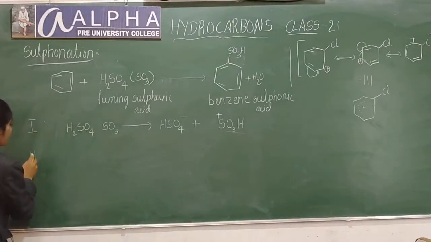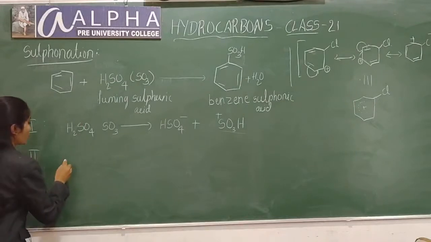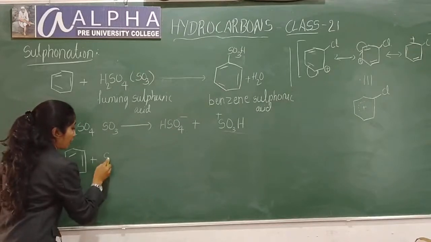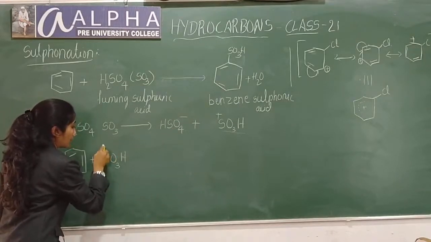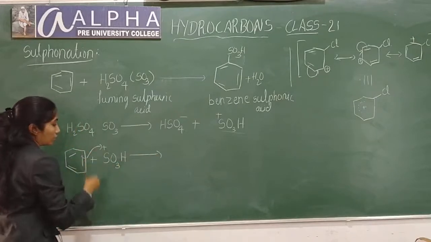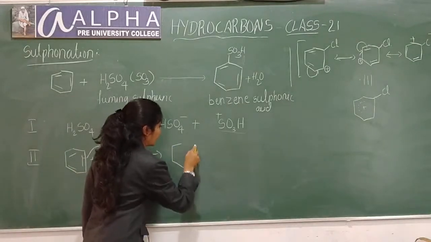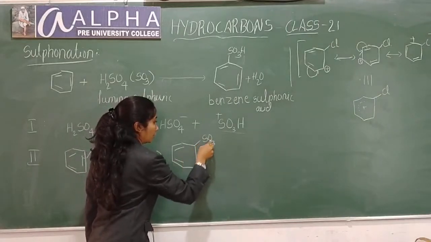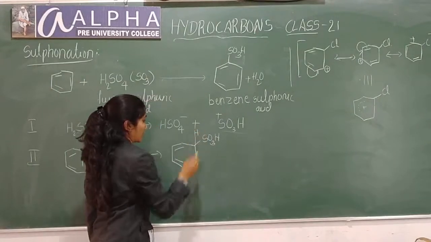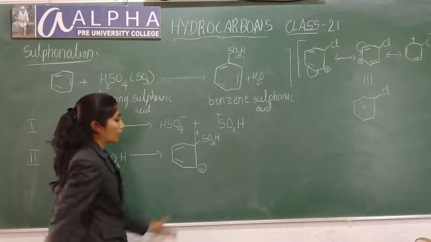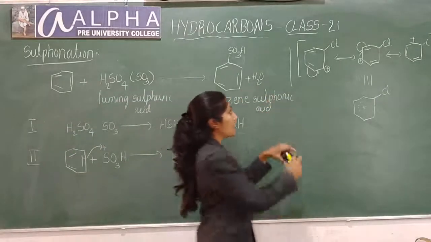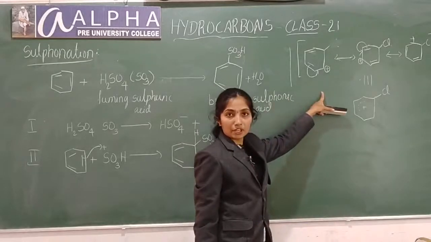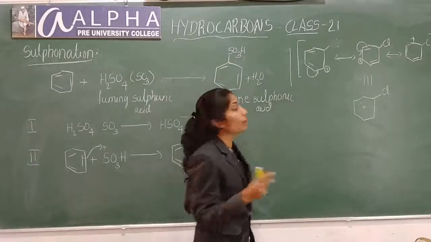The second step is electrophilic attack. So benzene will react with that electrophile SO3H plus and it gives a carbocation intermediate, with SO3H and H on the ring. This carbocation is resonance stabilized. I am repeating again, no need to write all the resonance structures in examinations. Just write resonance stabilized carbocation, that's all.